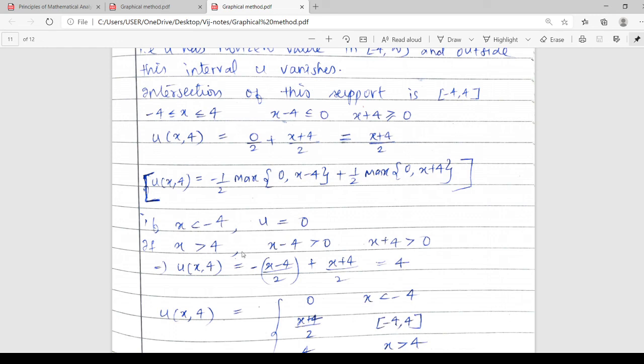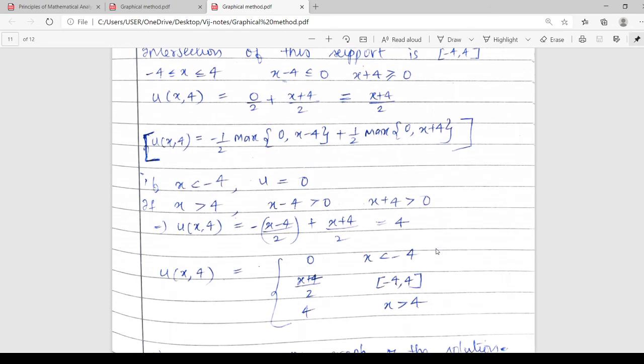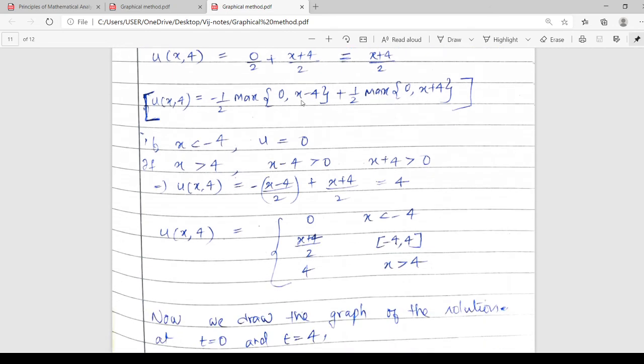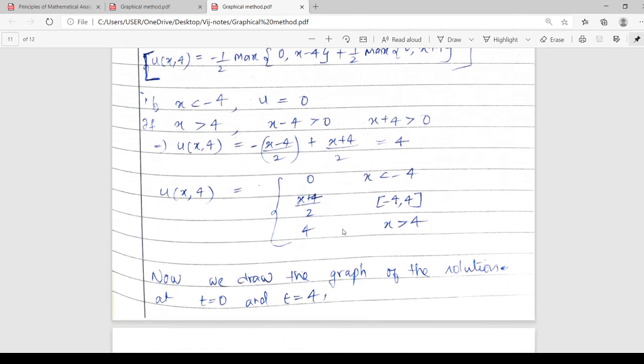If x is greater than 4, you have x-4 greater than 0 and x+4 greater than 0. So u(x,4) will be, again here you will get -(x-4)/2, plus from here you will get (x+4)/2. So it will be 4. So this is the nature of u(x,4). It is 0 for x less than -4, (x+4)/2 in the interval (-4,4), and 4 for x greater than 4. So we draw the graph. We have drawn the graphs we got for t equal to 0 and t equal to 4.